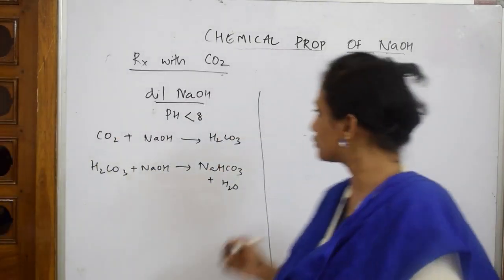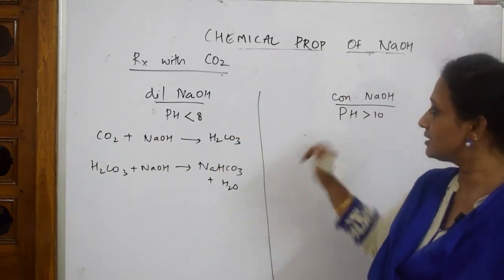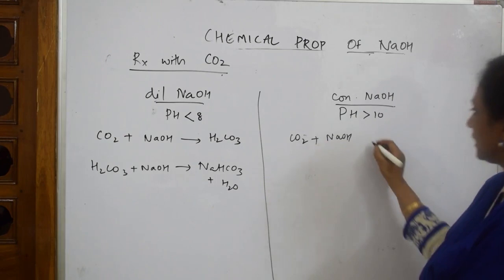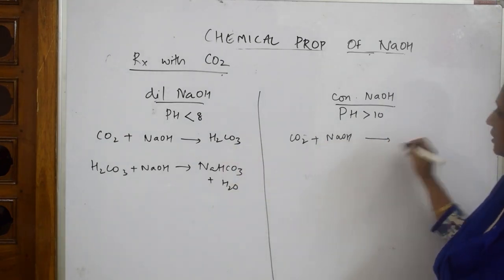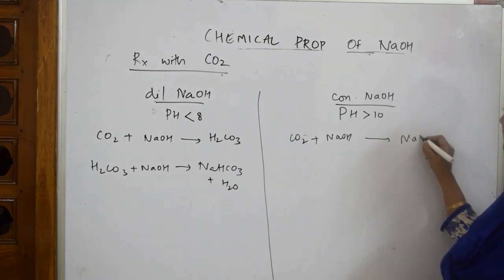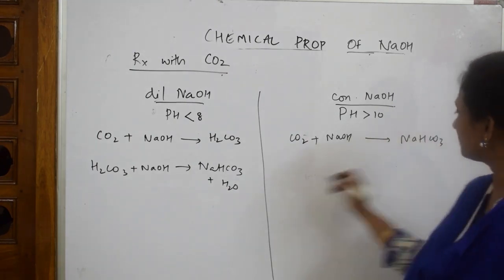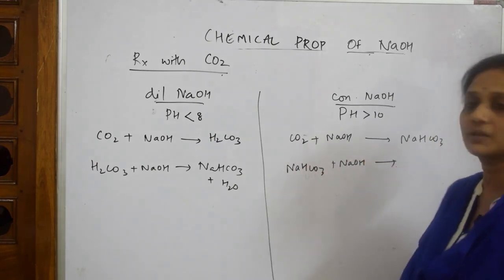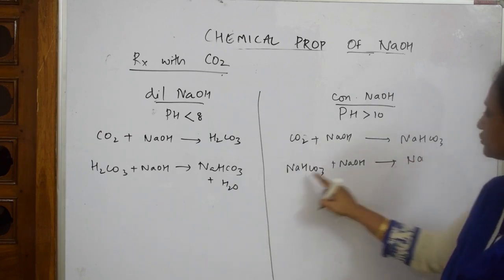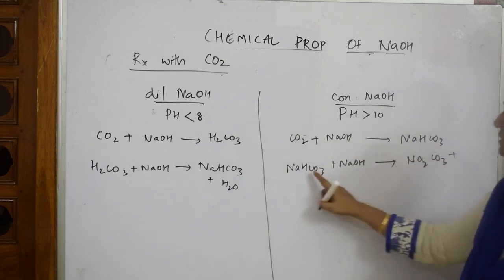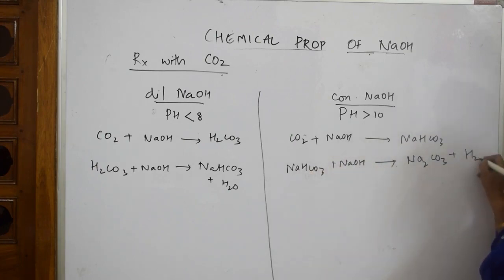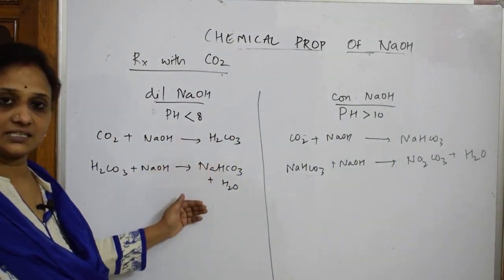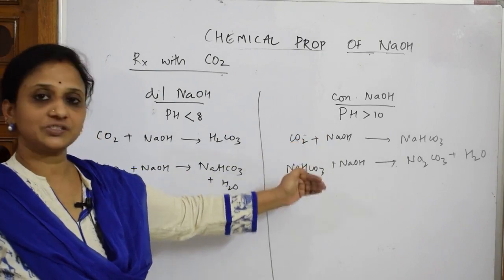But when it comes to pH greater than 10, this carbon dioxide directly combines with sodium hydroxide. Now, instead of carbonic acid, here the product formed is sodium bicarbonate directly, because the pH is very high and it is concentrated in nature. This sodium bicarbonate further combines with caustic soda, sodium hydroxide, and you're going to get sodium carbonate, Na2CO3, as well as a water molecule. So this is where you need to be careful in finding the product. Less than 8, these are the products. Greater than 10, concentrated, these are the products.